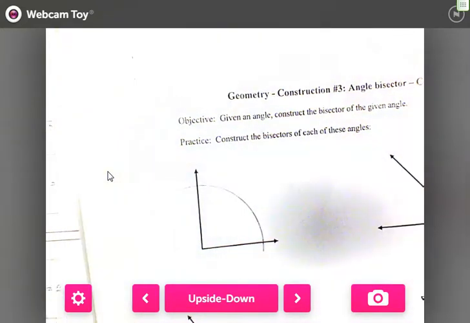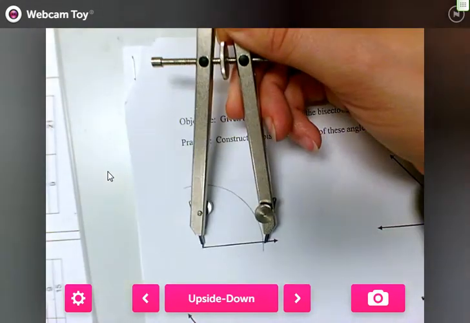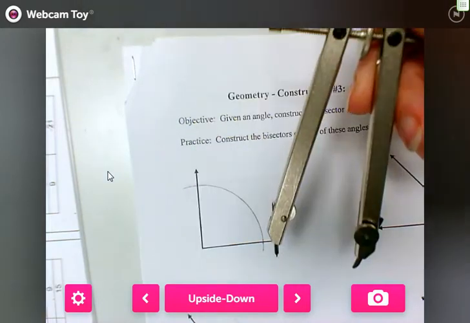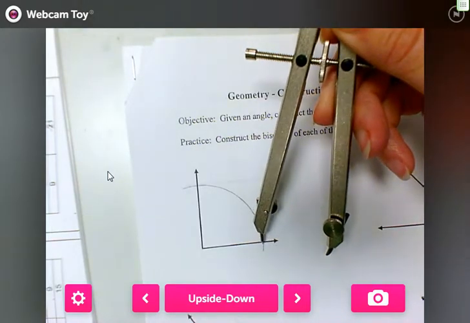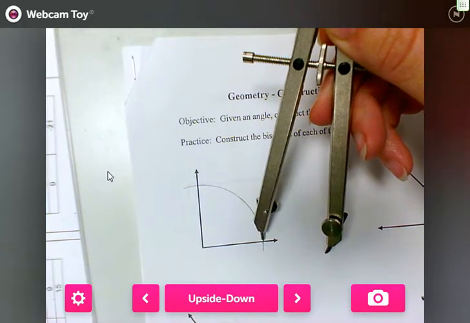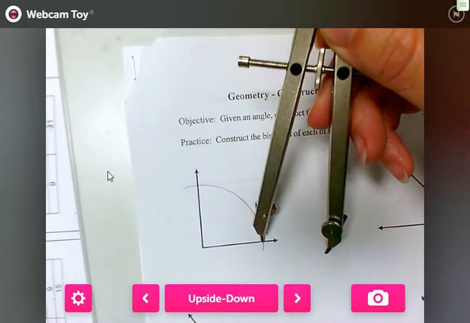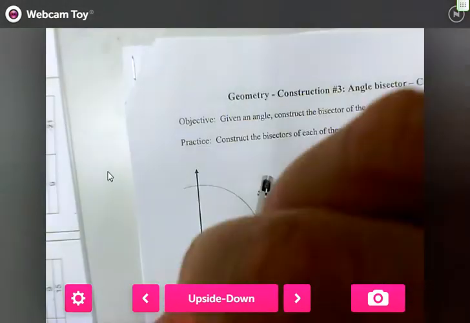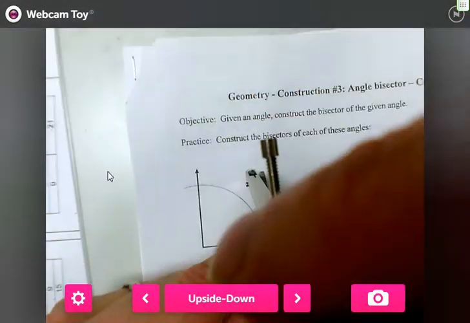Okay, making sure my compass stays the same length. I am going to put the pointy end on the intersection of the angle and the ray, and I am going to make an arc. You can make it as big as you want. Bigger is better than small.